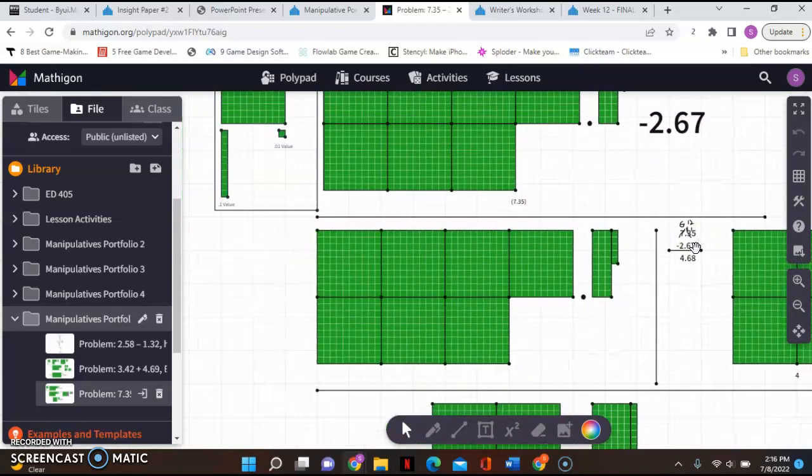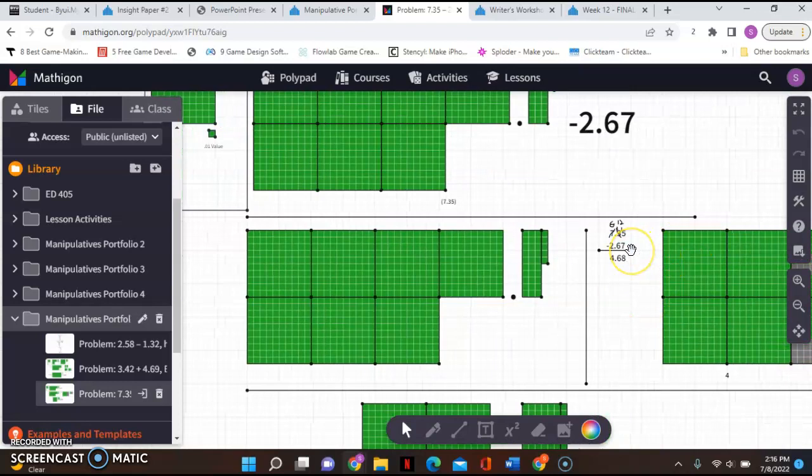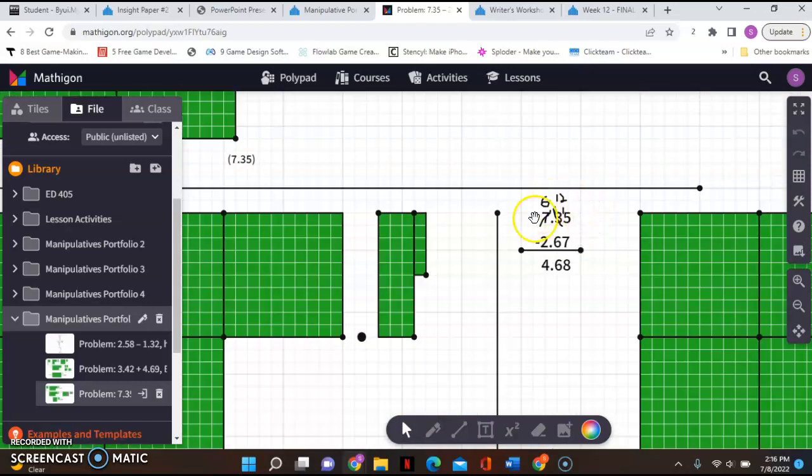And so what I first had to do here was know the answer and how I would regroup the values when subtracting. And so here I did the problem just in the standard algorithm of 7.35 minus 2.67. And after regrouping these values, I finally came to the answer of 4.68.